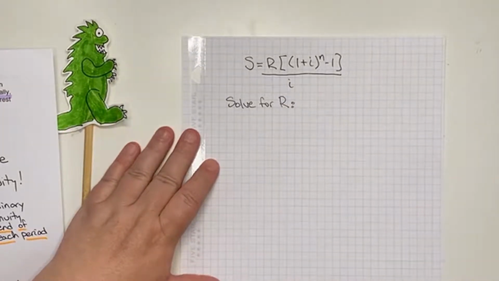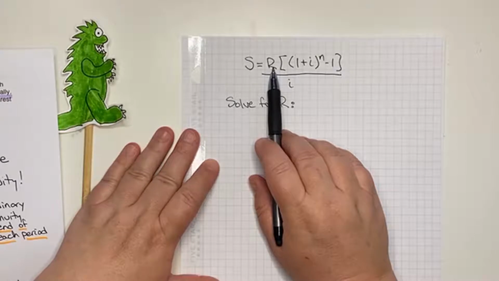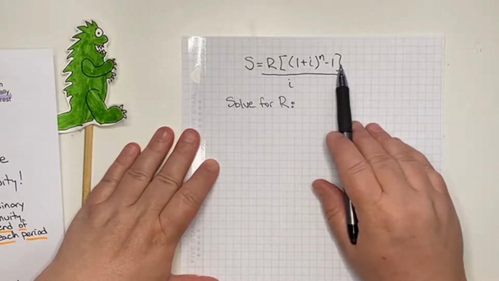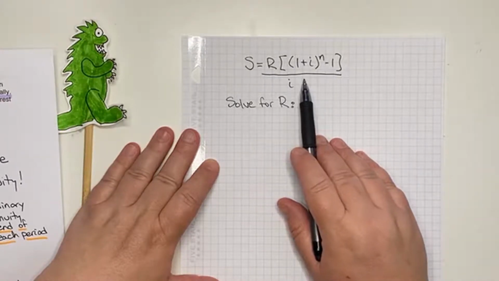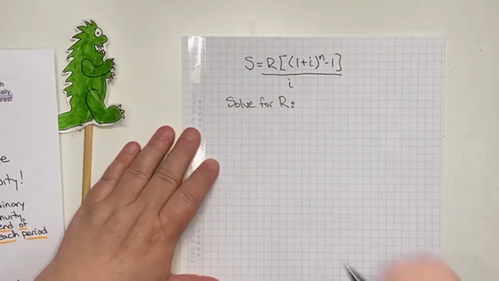Honestly, after you've done this a few times, you could probably do this just in your head, because you've got the S and the R on opposite sides of the equation, and then you've got this big old numerator and this big old denominator, and basically to move this over, it's just going to flip upside down. What the heck do I mean?